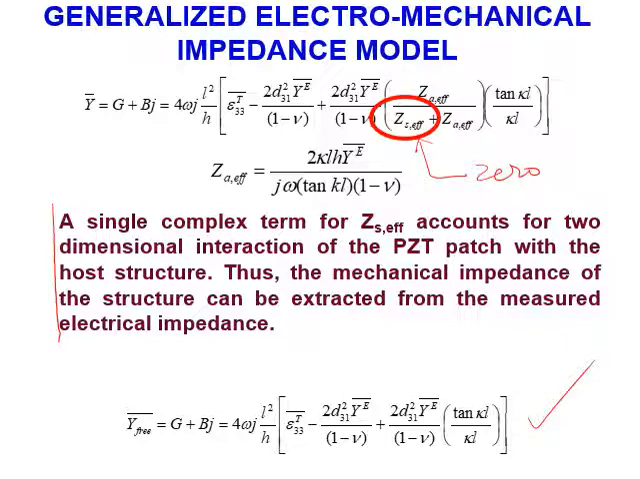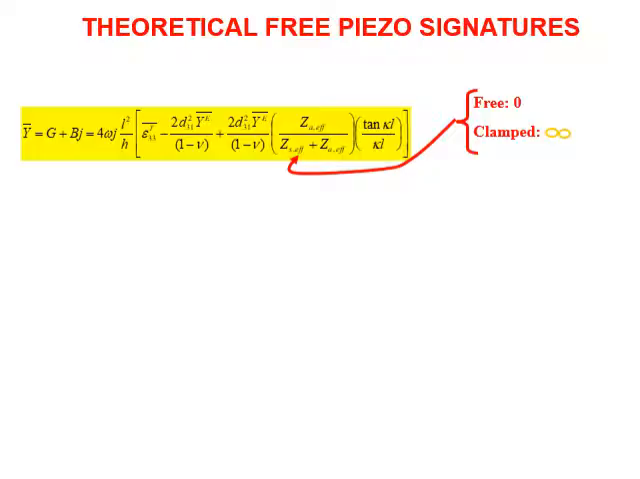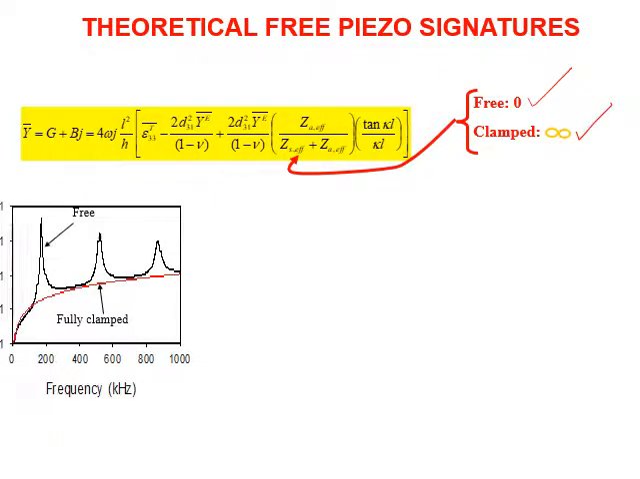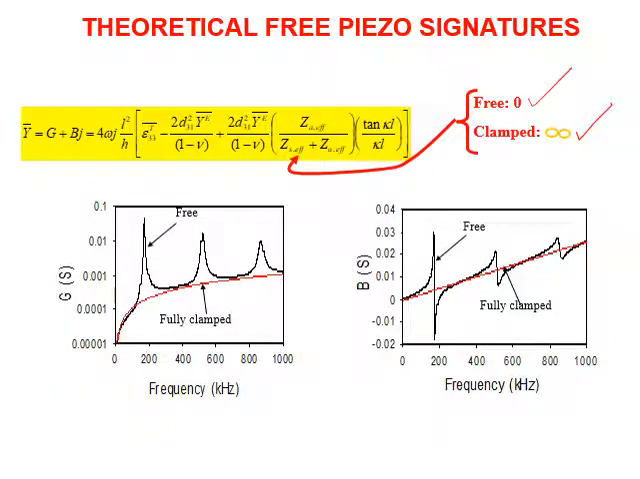Now we can make one more approximation, that is the quasi-static sensor approximation. Under the quasi-static sensor approximation, tan KL by KL will become 1. If tan KL by KL becomes 1, then we have a further easy equation. So let us now see the equation for another extreme case. For the free case, the Z effective is 0. For the fully clamped case, it is infinity. So these are the signatures for the free and the fully clamped case.